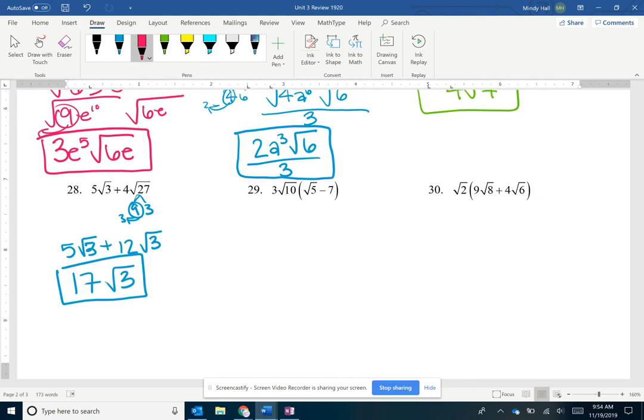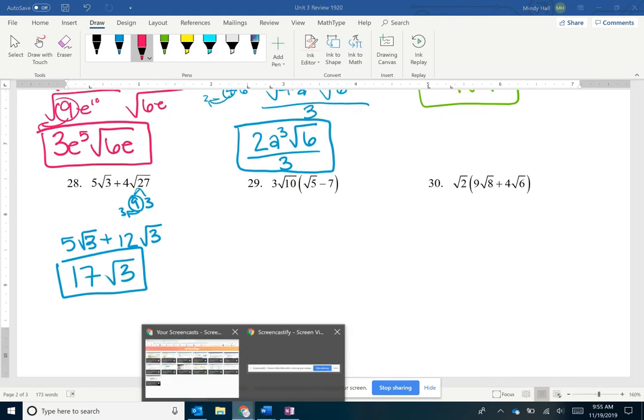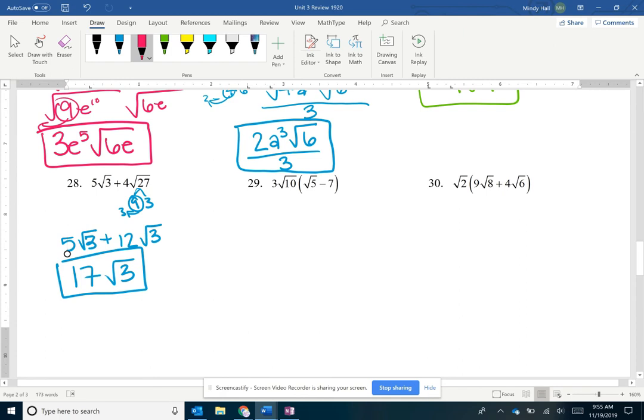For number 29, we have to distribute. And remember, you are multiplying whatever is outside with anything that's outside, anything inside the radical with whatever's inside. So when we do 3 root 10 times root 5, 3 is getting multiplied by 1, so that gives us 3, and root 10 times root 5 is root 50. And then when we multiply 3 root 10 times negative 7, we have 3 times negative 7, which is negative 21. And then root 10 has nothing to multiply with, so it just stays there.